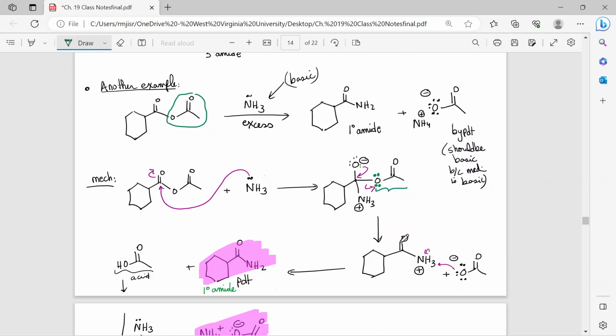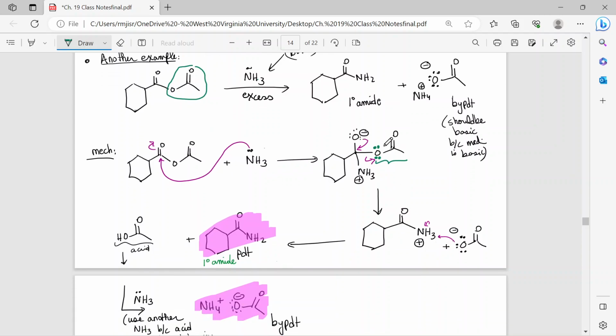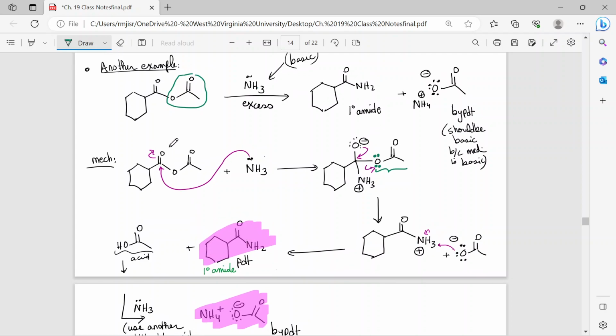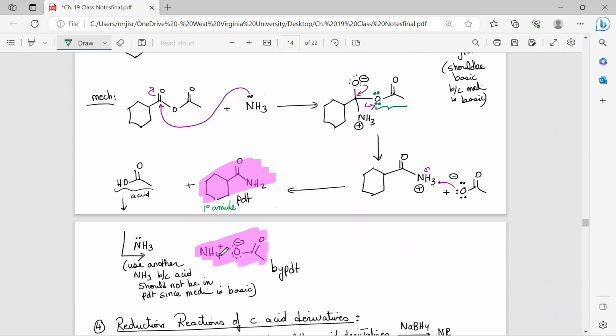Now, once you form your carbonyl in there, then whatever is left can come and pick up that extra hydrogen, and you are going to end up getting your amide in this case. Since I'm having ammonia as my nucleophile, I'm going to end up getting a primary amide plus the acid. Always follow the medium that you're working with. If you have a basic medium, it doesn't make sense to get an acid as a byproduct. So now I'm going to use another mole of the ammonia to pick up this acidic hydrogen by an acid-base reaction, and I'm going to end up getting my salt in this case. And that is going to be the byproduct of the reaction.